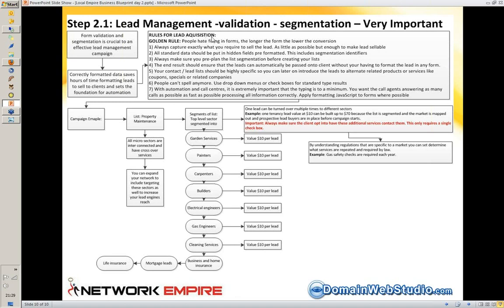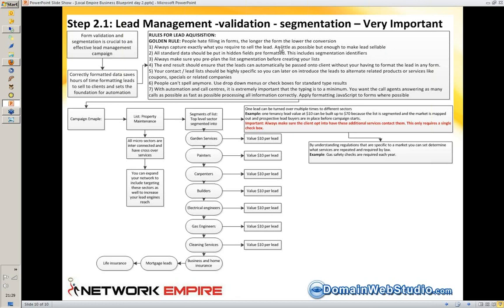Okay. The rules for lead acquisition. Golden rule: people hate filling in forms. The longer the form, the lower your conversion rate. It's just the fact. Always capture exactly what is required to sell the lead. As little as possible, but enough to make the lead sellable. And that's a very, very important point.